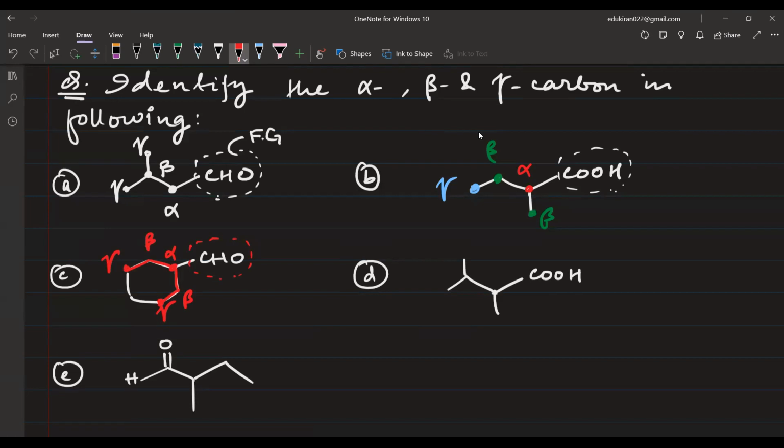Now here you have, this is the functional group, directly connected to alpha. Now alpha is directly connected to beta. So this is also beta. Now beta is connected to 1 gamma and 2 gamma. Here, this is my aldehyde. Functional group directly connected to alpha. Now this alpha is directly connected to beta. Beta is directly connected to gamma. And there is again one alpha connected to beta.